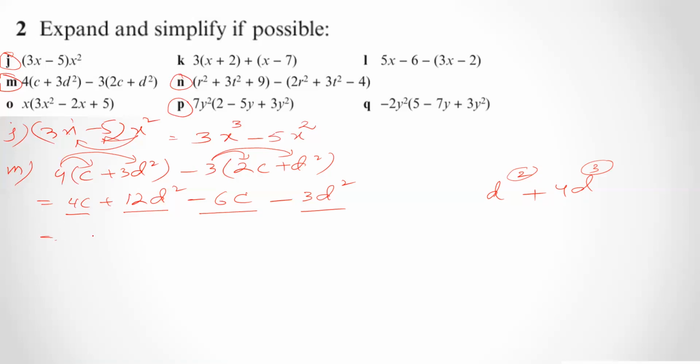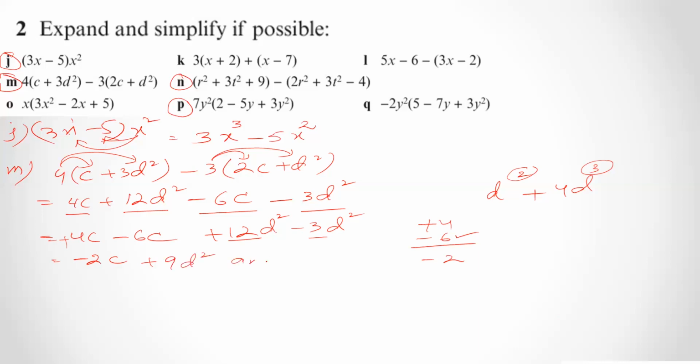Here 4C, we collect them together: 4C minus 6C plus 12D minus 3D, both are square. So now plus 4 minus 6 will be minus 2 because the bigger number is 6 and it carries the negative sign. So it will be negative 2C, again plus because 12 is bigger than 3. So plus minus will always be subtracted, but 12 minus 3 will be 9D square. This is the answer for M part.